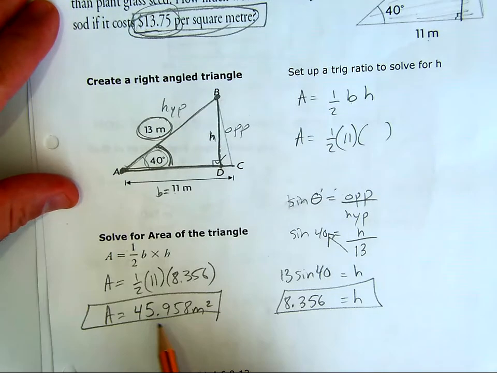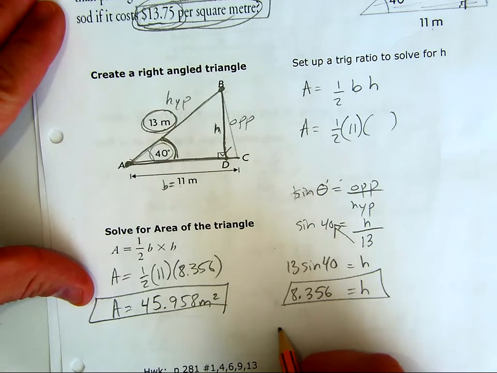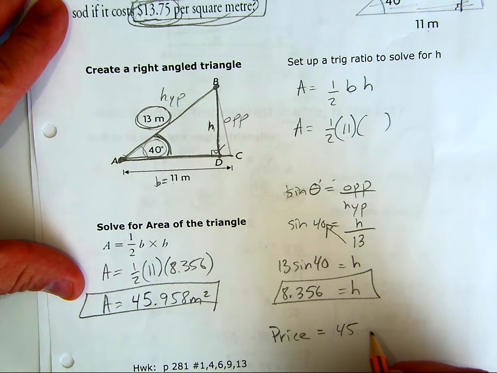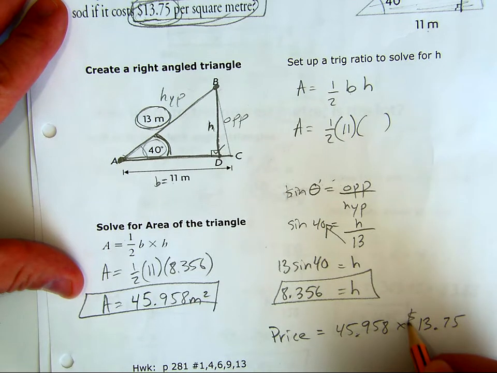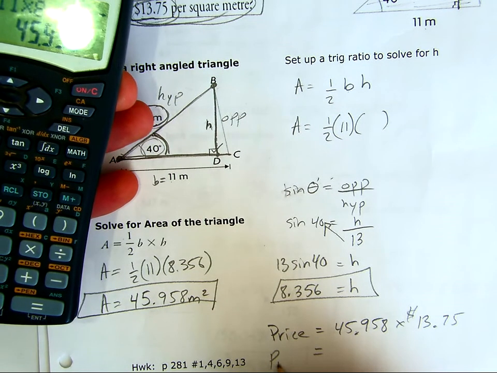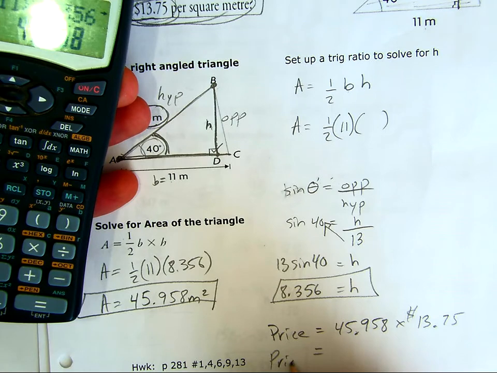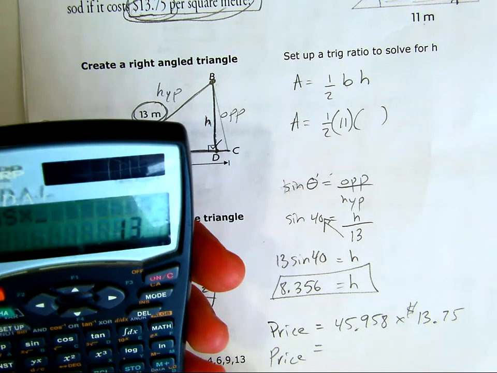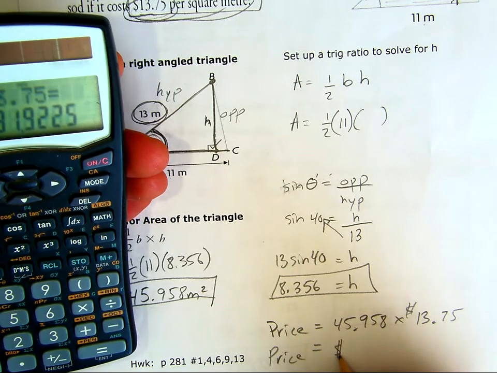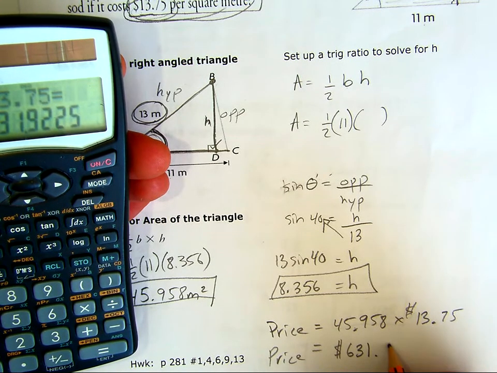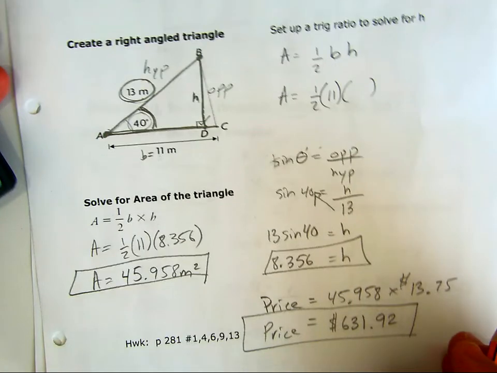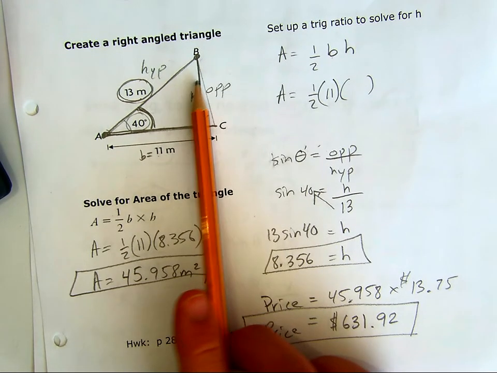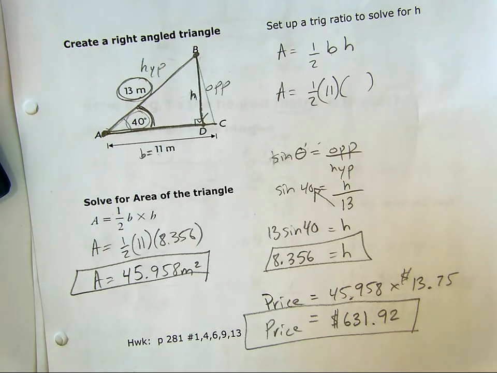Now, at the beginning of the problem, it says that it costs $13.75 per square meter. If we know how many square meters we have, the price will just be the amount of square meters, which is 45.958, and we're going to multiply that by $13.75 because it's $13.75 for every square meter, and we will round this to the nearest penny because we are talking about money. So this is going to cost $631.92. So therefore the cost of the sod to resod this triangular garden would be $631.92.